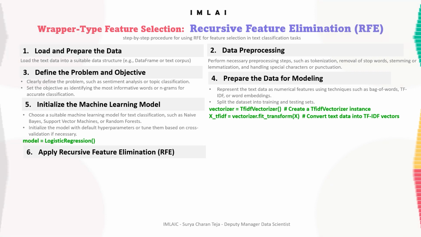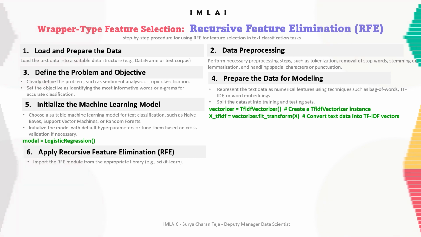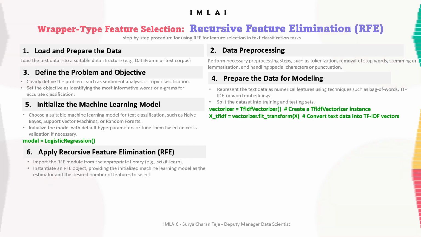So let's instantiate the RFE object providing the initialized machine learning model as the estimator and the desired number of features to select. So two things we will be providing. One is your initialized machine learning model, that will be the estimator, and the desired number of features to select. Then once that is done, let's fit the RFE object to the training data and target variable to perform the feature selection.